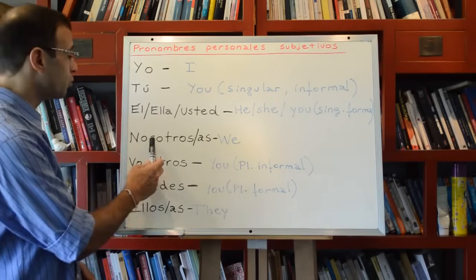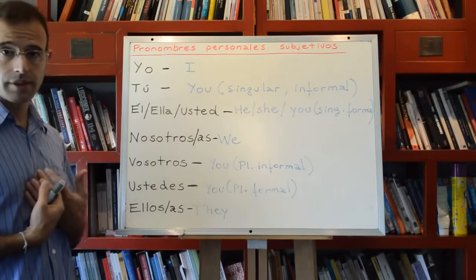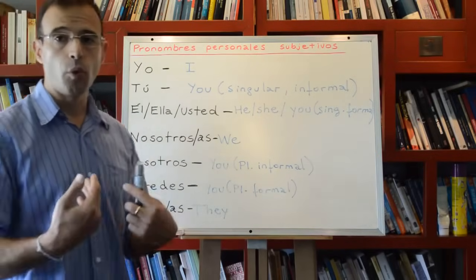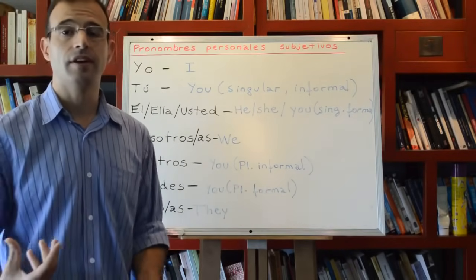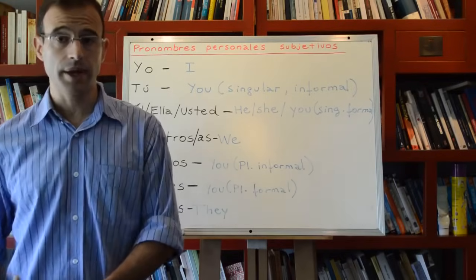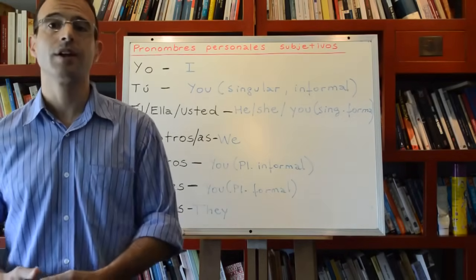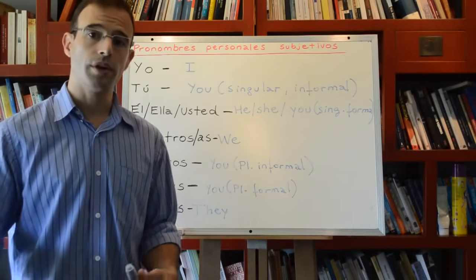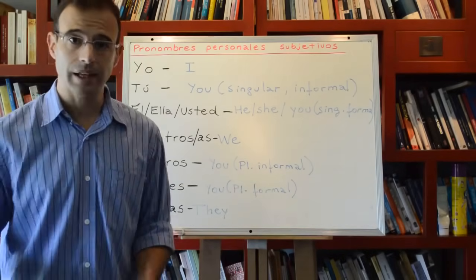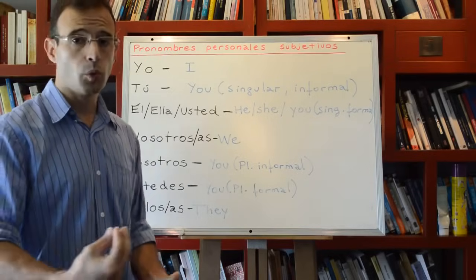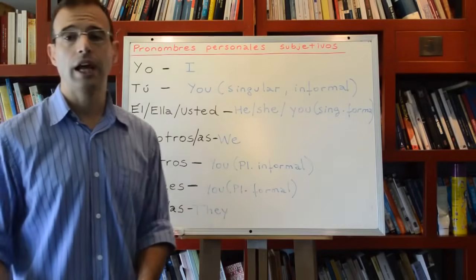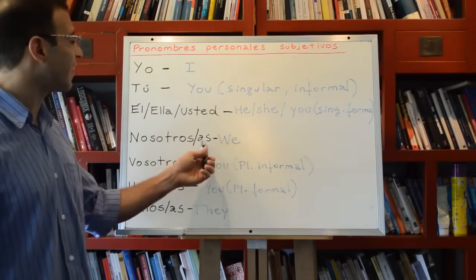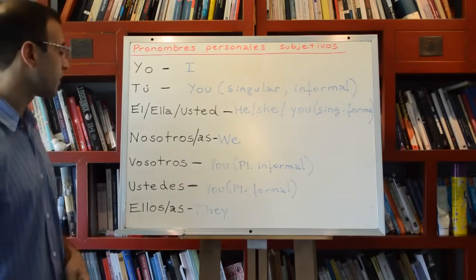Okay, nosotros for we, right? And nosotras for we, when the we is a group of women, okay? So it's the feminine we, okay? So for a mixed or just male group of people, we is nosotros, and for just female is nosotras, okay?